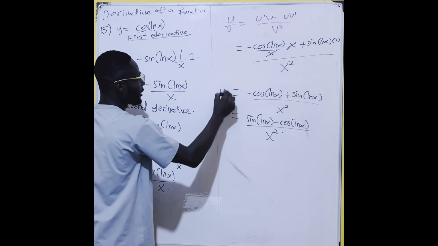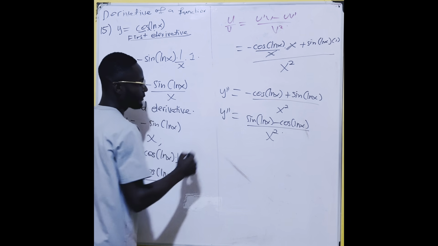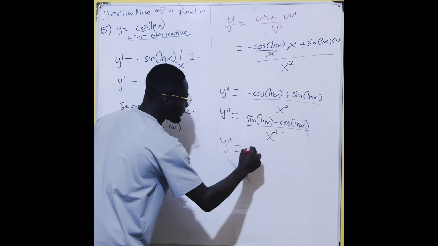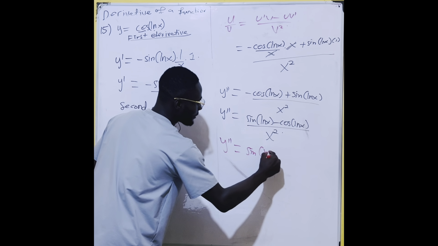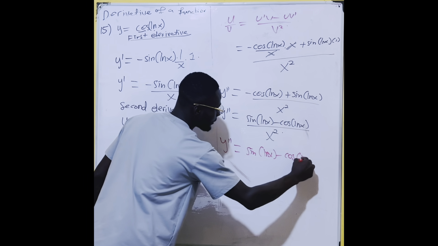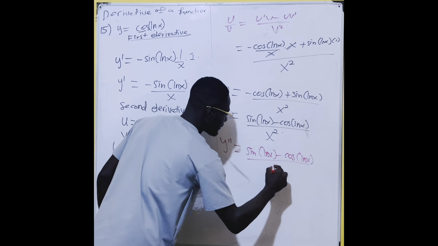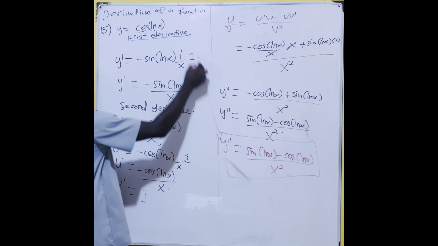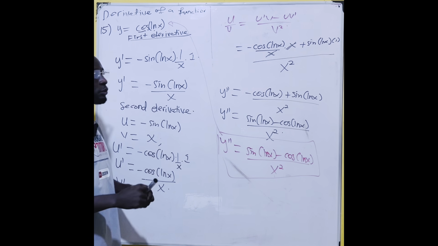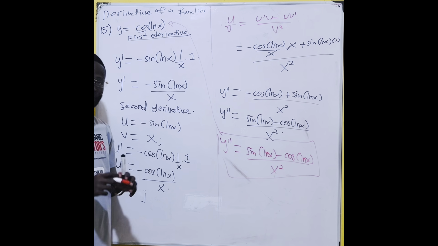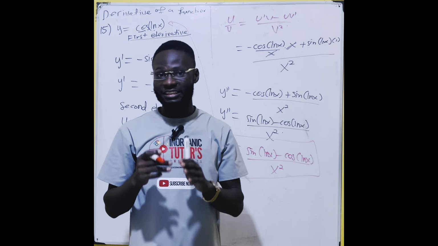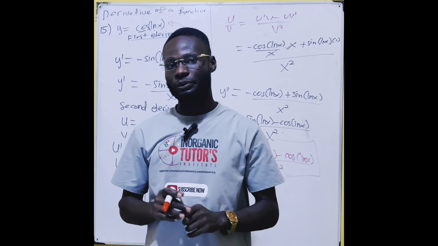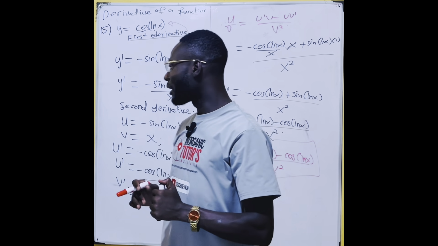So that is the second derivative to this particular problem. Very, very easy, right? Once you understand the quotient rule and the product rule, everything becomes very easy for you. Now let's move on to question number 16.